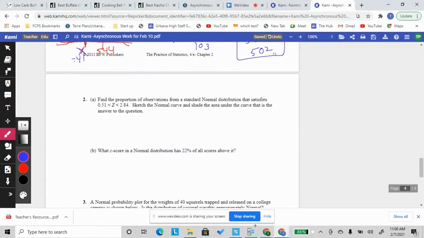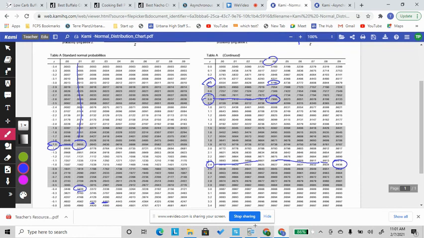Okay, almost done. Find the proportion of observations that satisfies this. So it's a between two. Oh, we're on the positive side. Between twos are all the same, so you're between 0.51 here and 2.84 here. So we want this area between these two. So this is 0.51, this is 2.84. So two choices, you can go to your normal curve and look up 0.51.